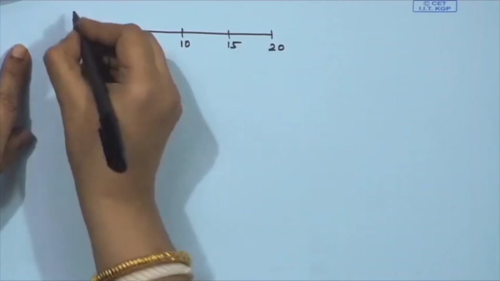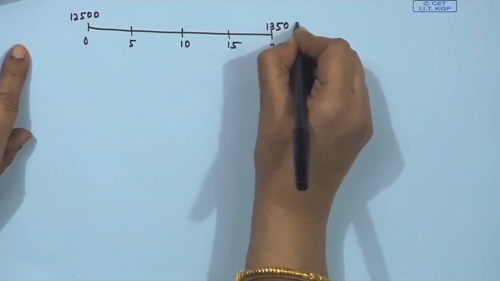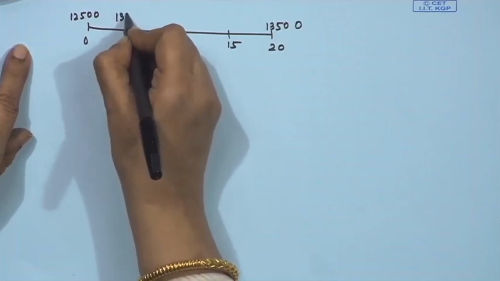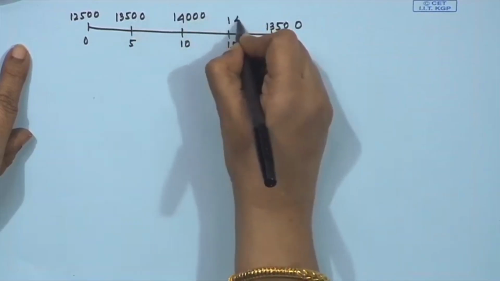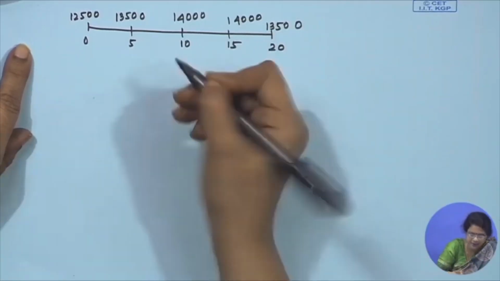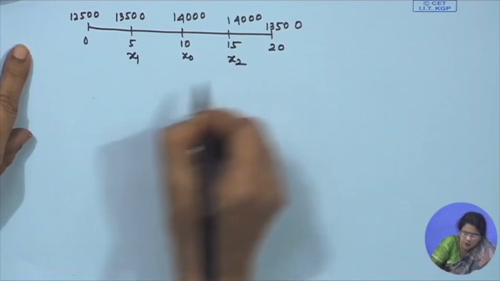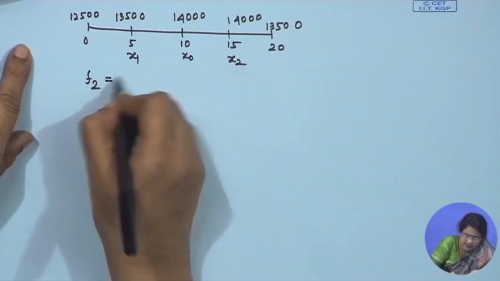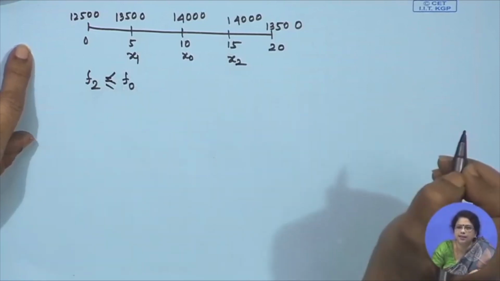And we could see the functional values: at 0 was 12500, at 20 it was 13500. You can get the values just after substituting the value of x. This is 13500, 14000 and 14000. What could we guess here? If this is my x naught, this is my x 1 and this is my x 2, you could see that f 2 is the same as f naught, rather I can say less than or equal to f naught, in general.